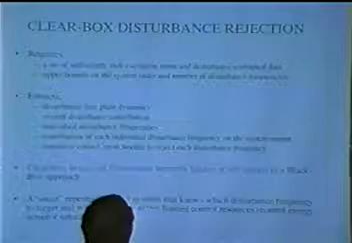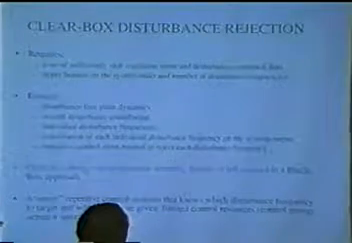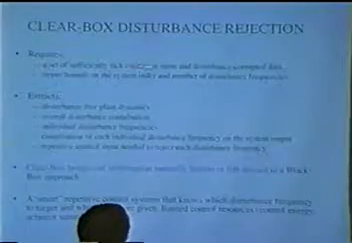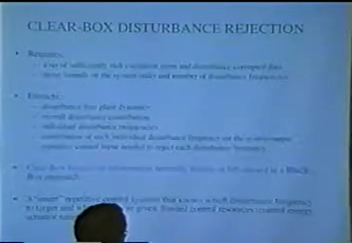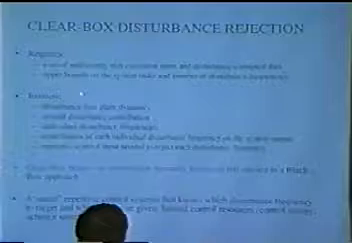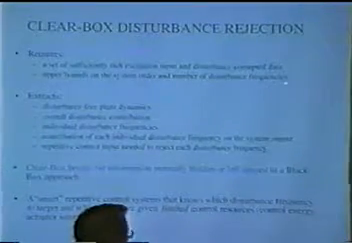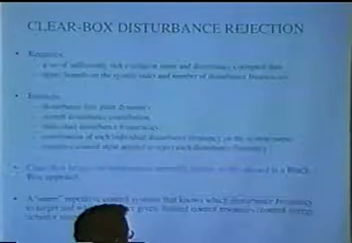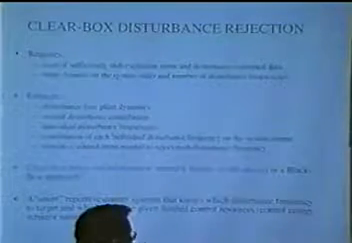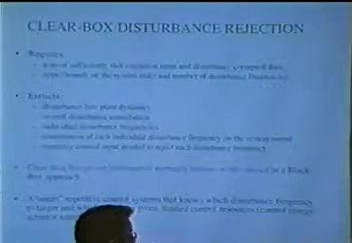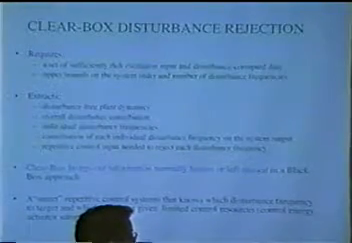Okay, so all you need is a set of excitation input and disturbance corrupted data. That's all you need to have. And you also need an upper bound on the system order and the number of disturbance frequencies, an upper bound, not an exact number. So you say, I think that my system has 20 disturbances in it I want to cancel, so make that my upper bound. It doesn't have to be an exact number, just an upper bound.